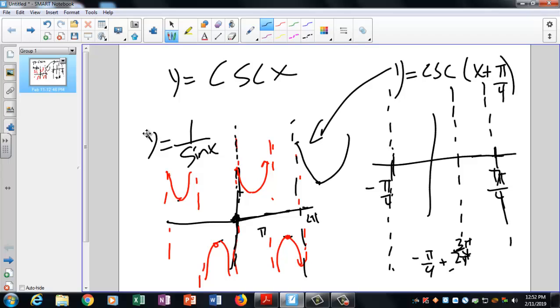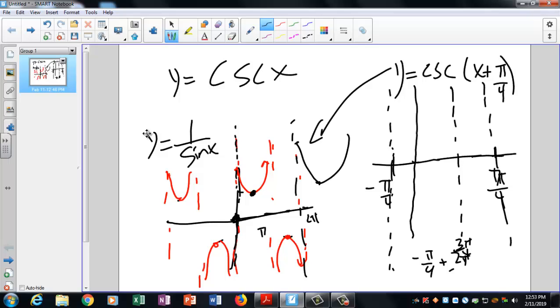Does that make sense? Now, I did a very crappy job of spacing that out, so I'm just going to fix that. We're going to put that right here somewhere. That's my y-axis. It occurred to me that my distance from the y-axis to negative pi over 4 was more than my distance from the y-axis to 3 pi over 4, and that's not good.